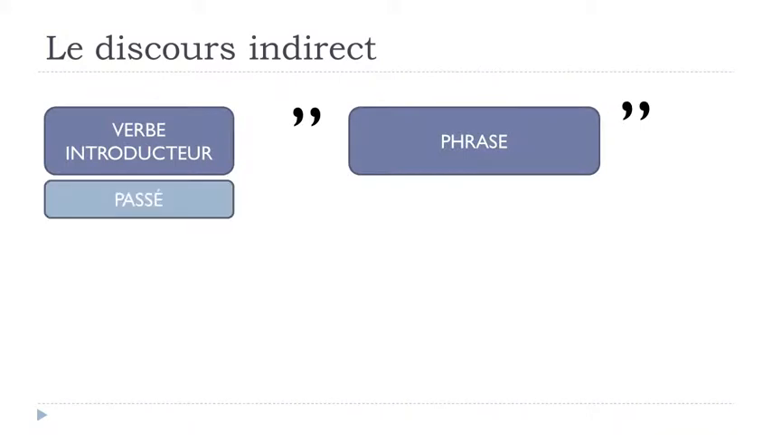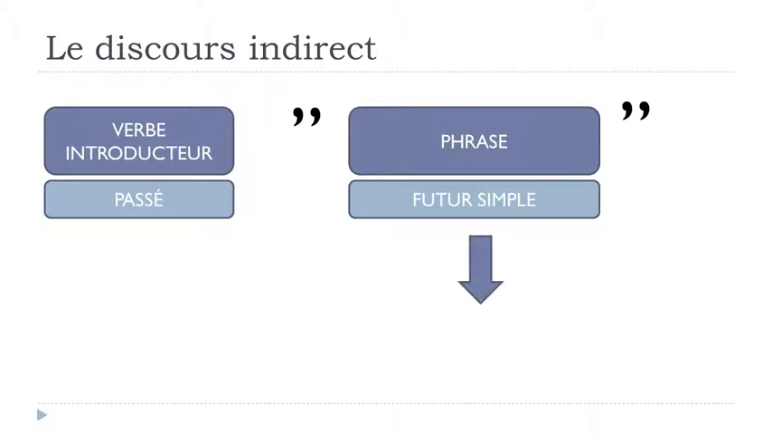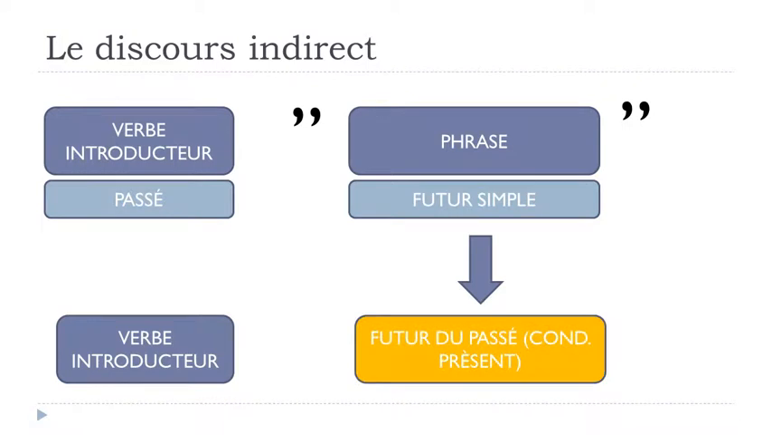Okay, so let's see another possibility. If we've got the passé form in the first part, and then this futur simple form in the second part, then this futur simple will change and become futur du passé. It's a strange thing because we tend to call it futur du passé, but technically it's conditionnel présent. That's the way you will have to remember it. Oops, the accent was in the wrong direction. It should be like that. Anyway, it's the conditionnel présent form that you will have to put here.